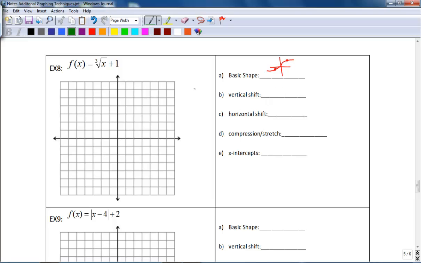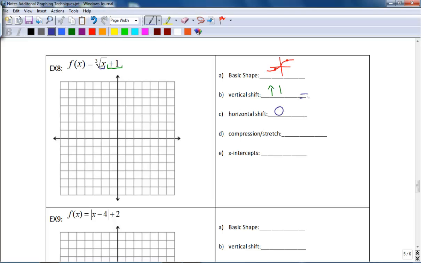Next, do you have a vertical shift? Well, let's check. Yes, I do. I'm adding 1 to the function, so my vertical shift is up 1. Do I have a horizontal shift? Is there a number that I'm adding or subtracting to the x? Again, this is a radical. Is there a number inside that radical with the x? No, there isn't, so I don't have a horizontal shift.